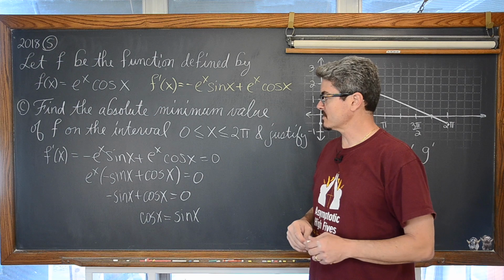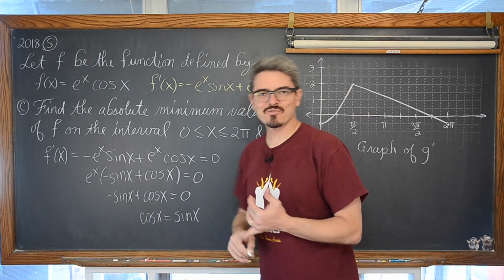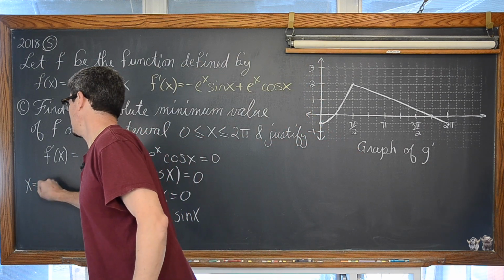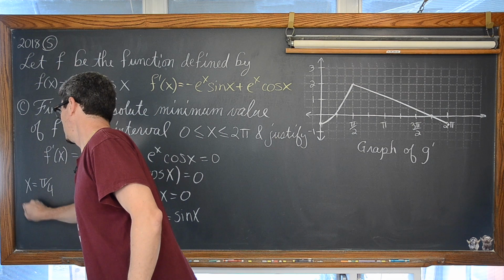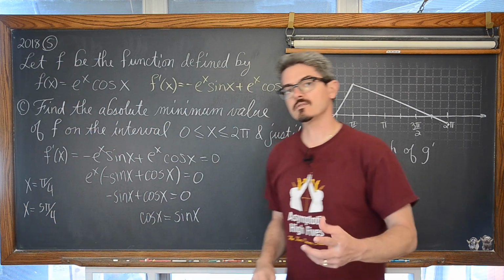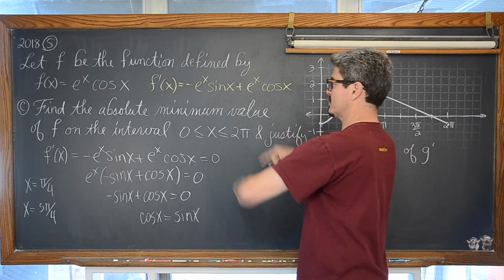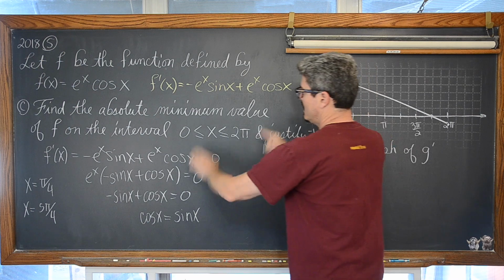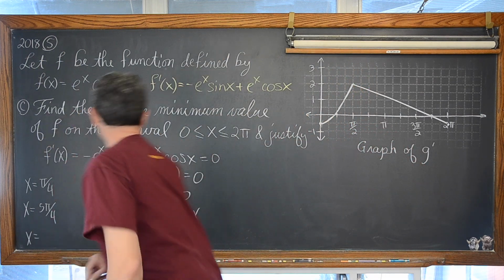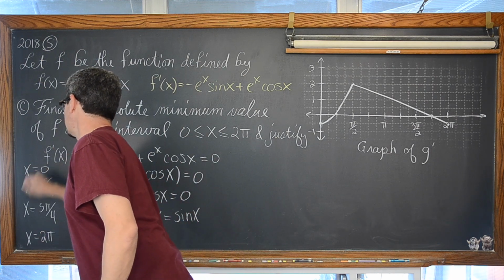That's going to occur, of course, at pi over 4 and 5 pi over 4. So our critical values are x equals pi over 4, x is equal to 5 pi over 4. That's our critical values as far as the first derivative is concerned. But with looking at the absolute minimum, on this closed interval, the other points that we need to test are x is equal to 2 pi and x is equal to 0.